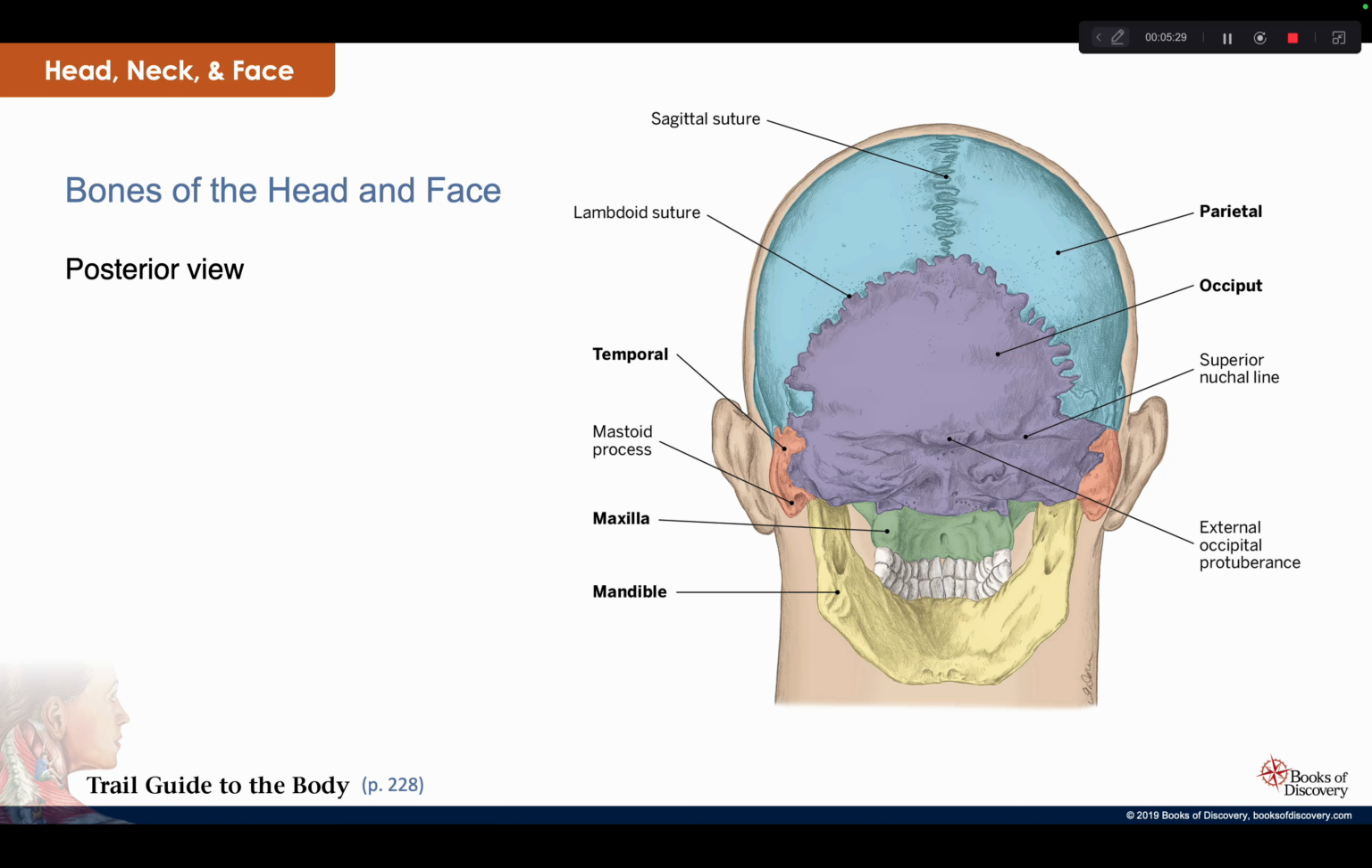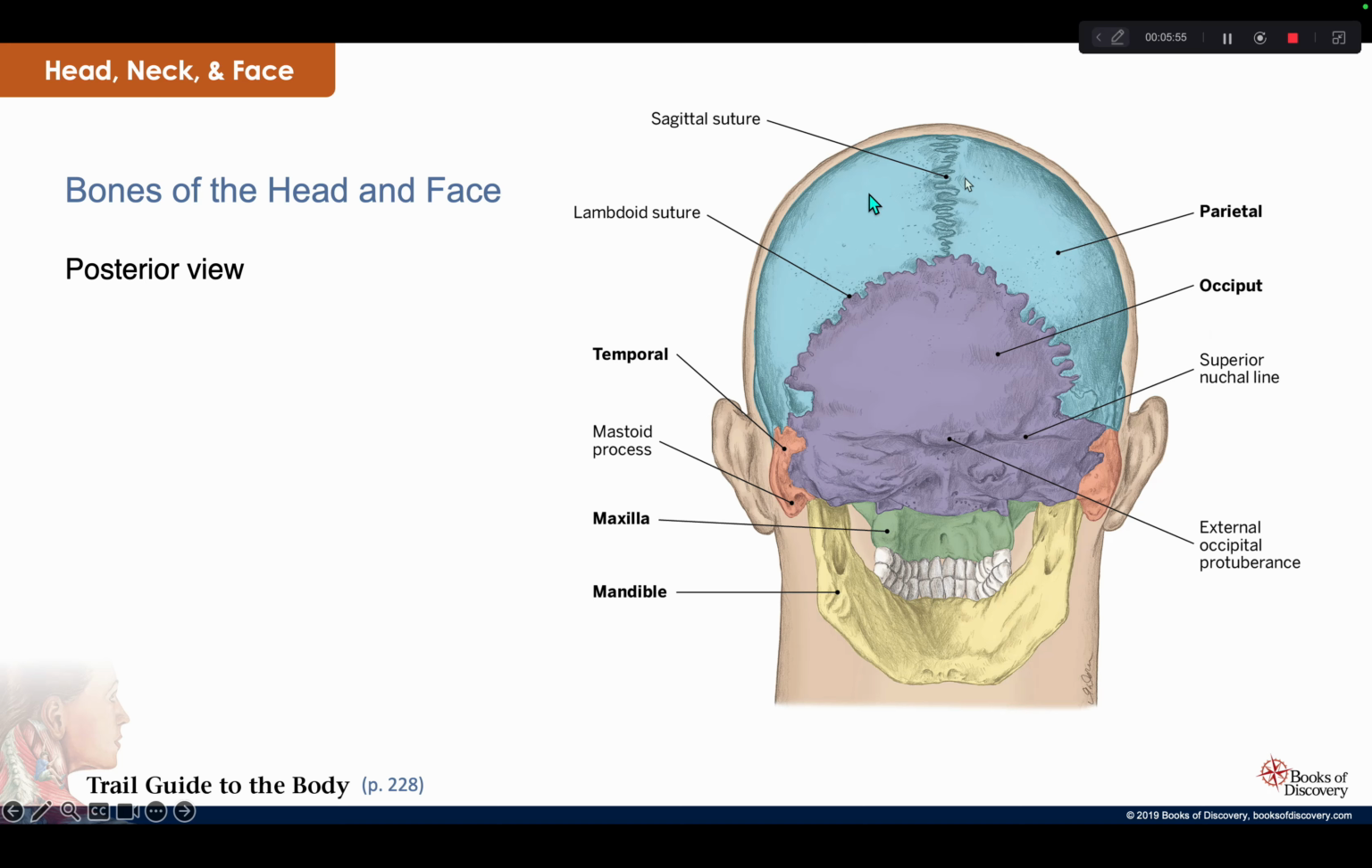Now we're doing the flip side, posterior view. This is the back of somebody's head. You can see those temporal bones a little bit better over here. You can see the maxilla, that's right above the upper lip, above the top of your top teeth here. Here's the mandible.